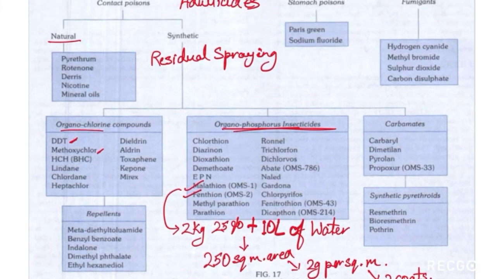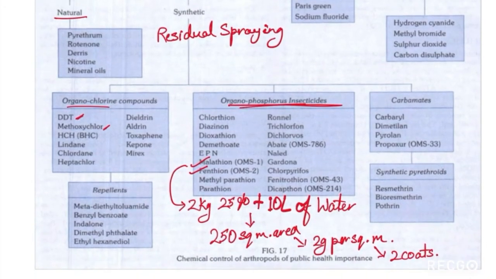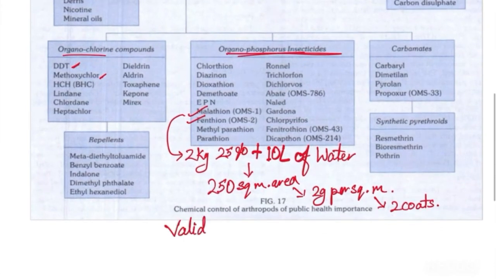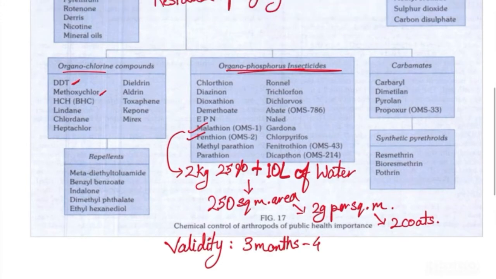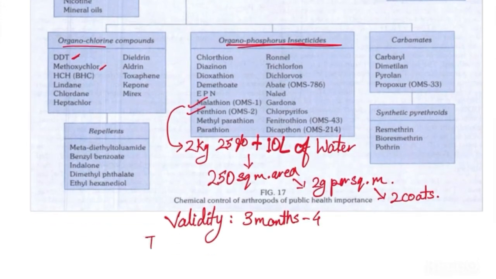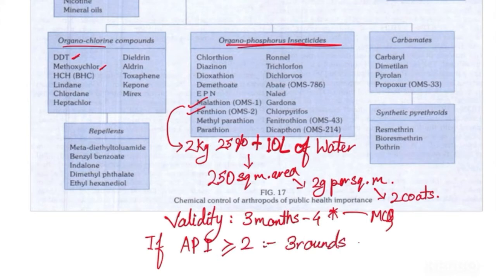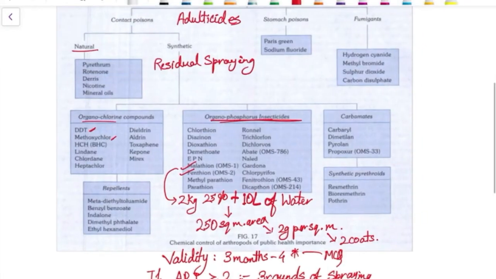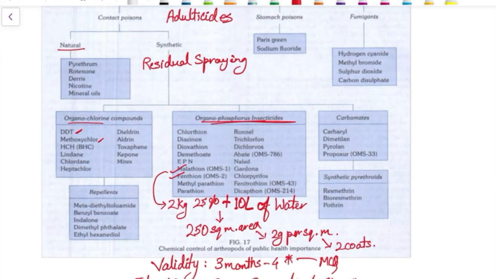I was talking about malathion, and the validity of malathion is 3 to 4 months. If this is an MCQ question, if the annual parasitic index is more than 2, 3 rounds of spraying can be used, every 3 months. And we talked about residual spraying.